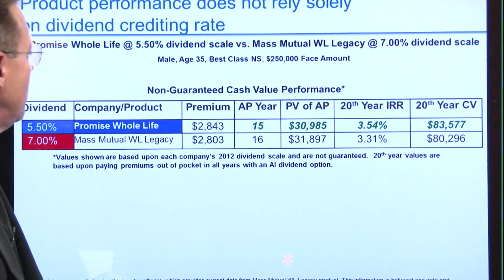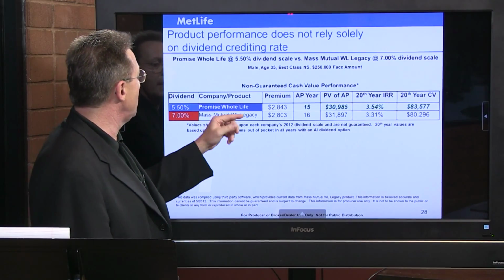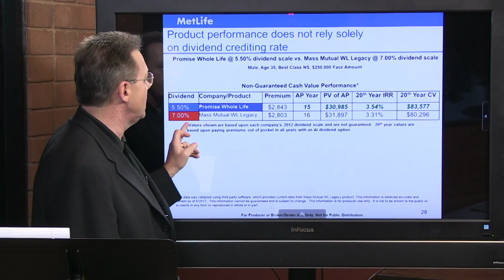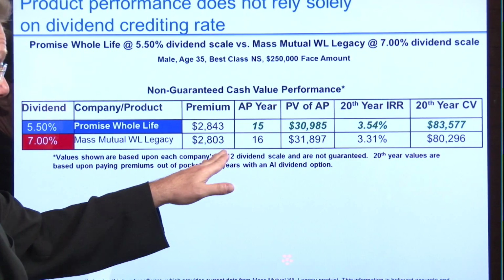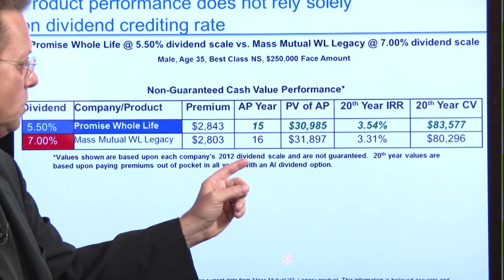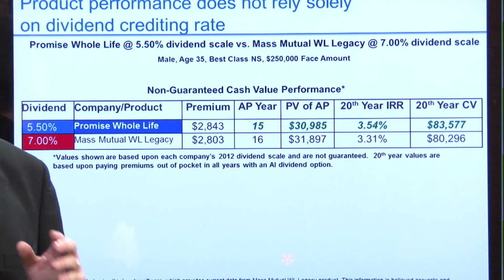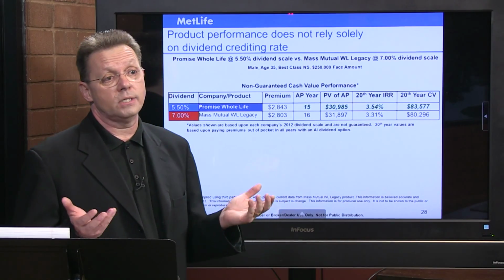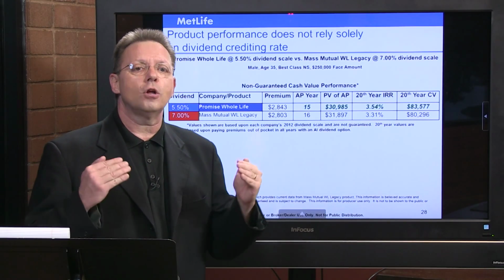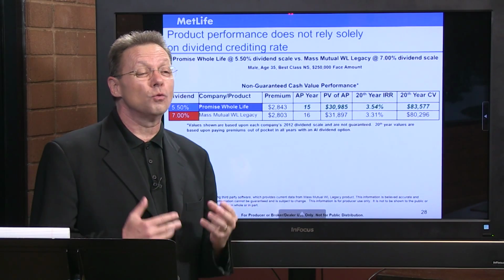Now, as a basic example again on dividends, I'm looking at basic issues. Here's a company; I'm looking at two carriers right now. I'm looking at their dividend at 5.5 and a dividend at 7. I'm looking at their premiums, which are very close, and their total cash value performance, their 20th year IRRs and their 20th year cash values. I just want to bring up a point here, again, because dividends aren't guaranteed. When I'm looking at an illustration, I wonder, is that dividend they're projecting based on their history? Is it warranted? Is it a real number?